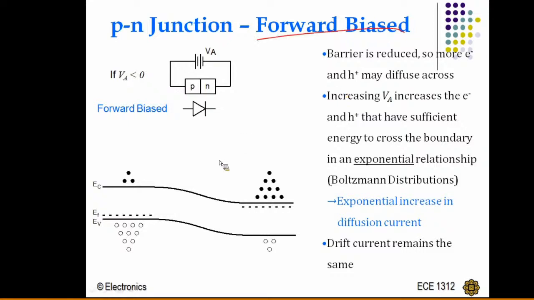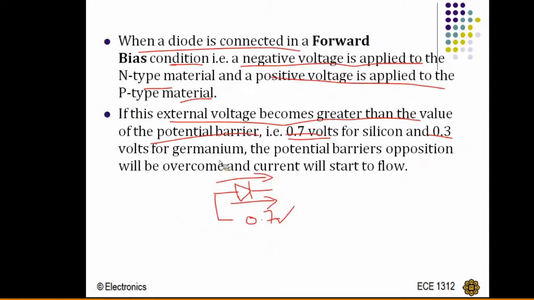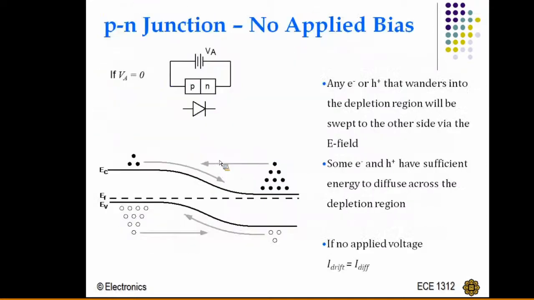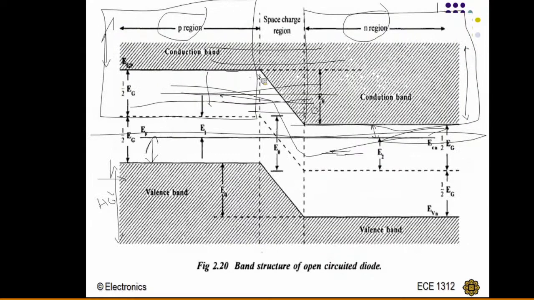Now, what happens in the forward bias case? In the open circuit condition, see, this is the open circuit condition. In the open circuit condition, this is the height of the barrier. Due to this height, the electrons and holes are not able to move from the P to the N region and from the N to the P region.